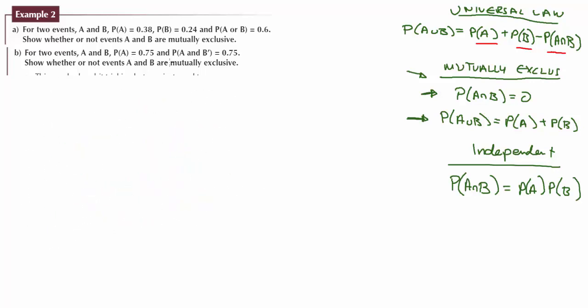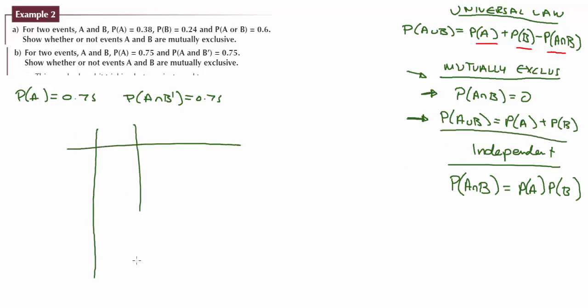So now let's have a look at this one. This one is far more interesting, because can you see it's a bit ugly? Probability of A equals 0.75. Probability of A and not B equals 0.75. It's not so obvious to use that. So for situations like this, I go to the two-way table.